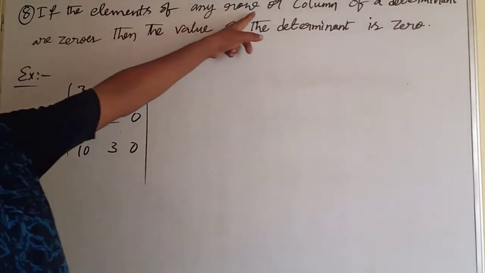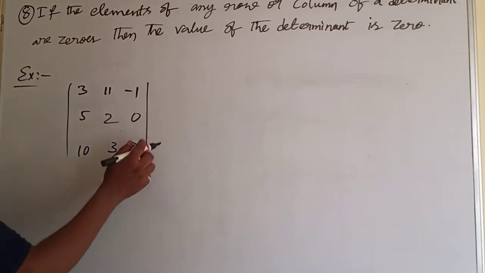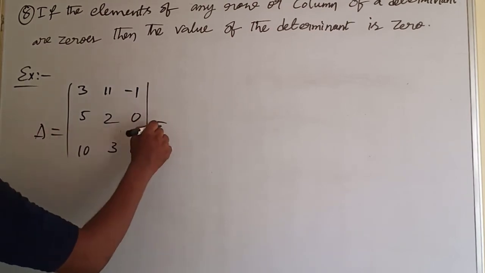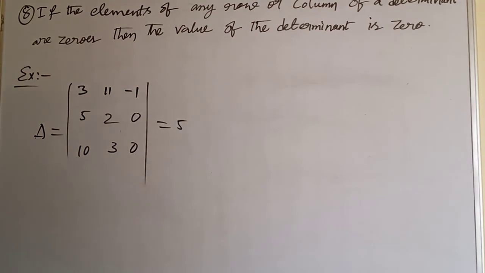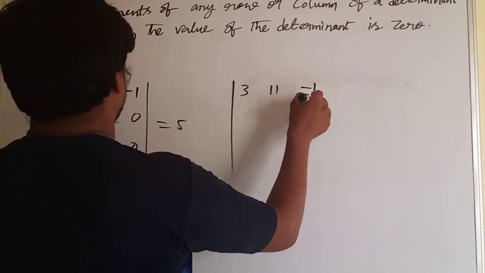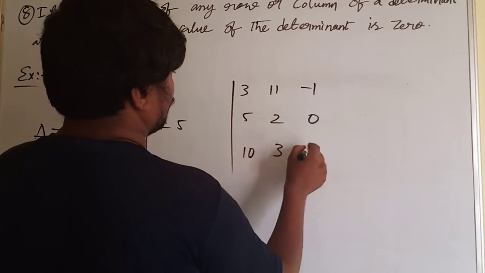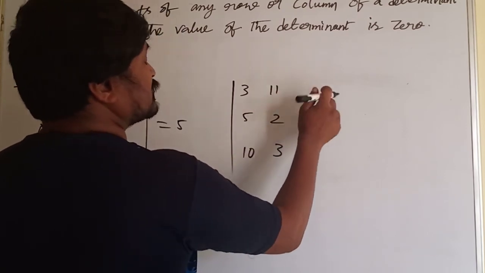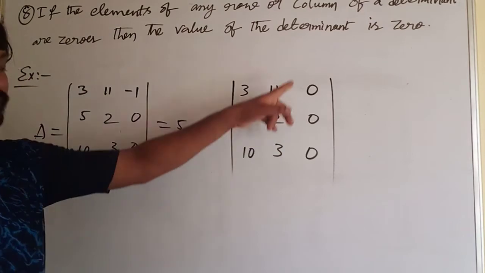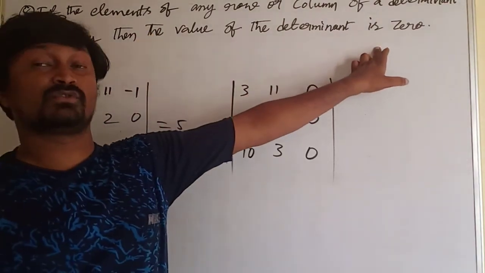If the elements of any row or column of a determinant are zeros, then the value of the determinant is 0. So you already know this determinant. I'll take another example: 3, 11, minus 1, 5, 2, 0, 10, 3, 0. So this minus 1 I also change to 0, which means one column is completely 0. Then what is going to be our value? According to this property, the determinant should be 0.